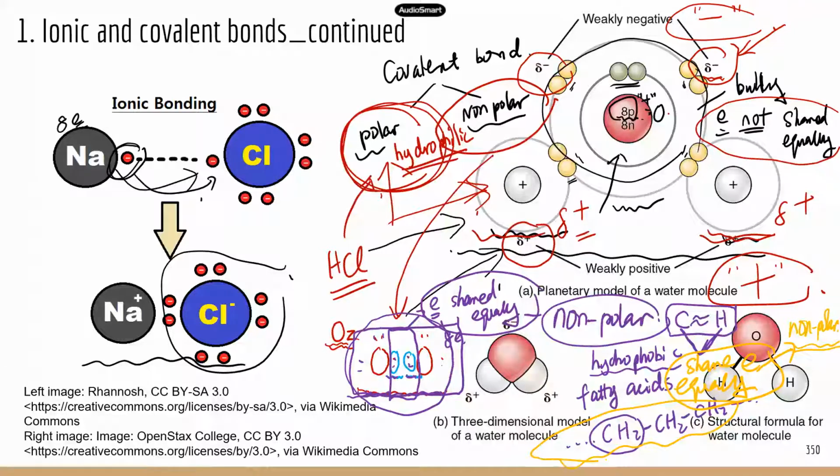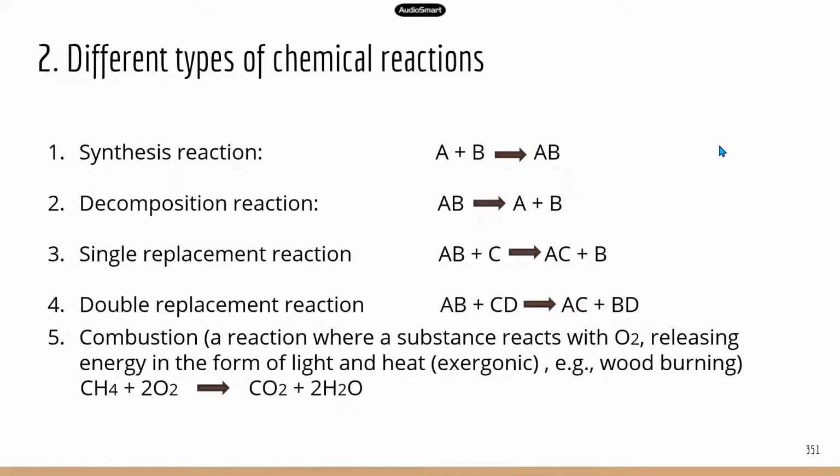Okay, so that's everything about ionic bond and covalent bond. Next, we're going to look at different types of chemical reactions. ATI's menu mentions 5 types of chemical reactions: synthesis, decomposition, single replacement, double replacement, and combustion. First, synthesis reaction. So this is pretty easy to understand. You are making a bigger molecule out of smaller atoms or molecules, right?